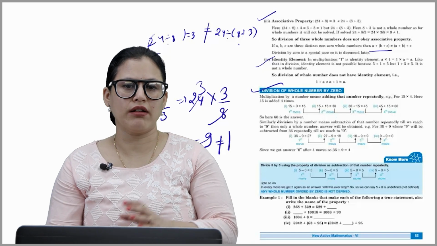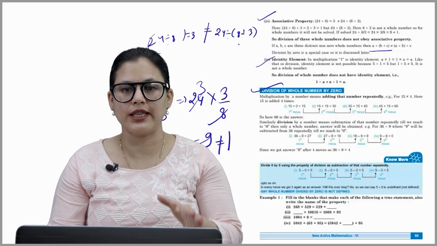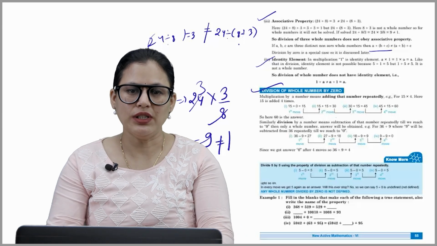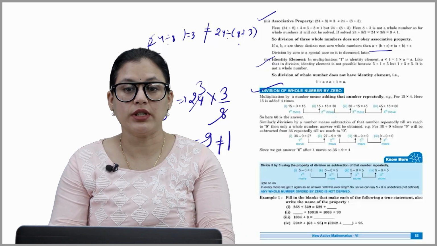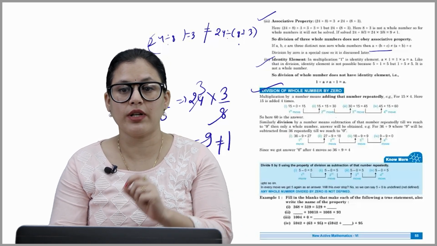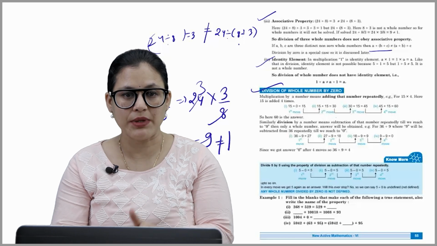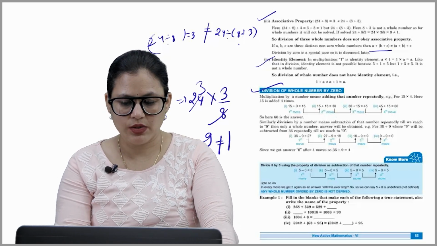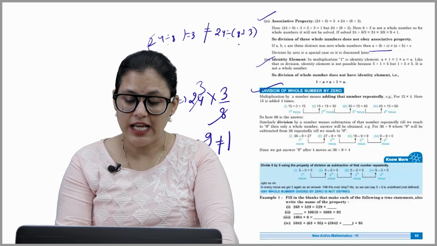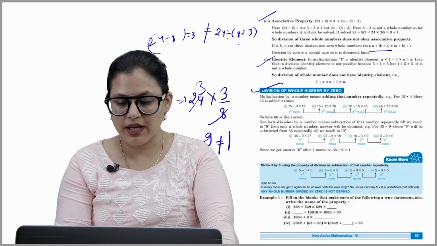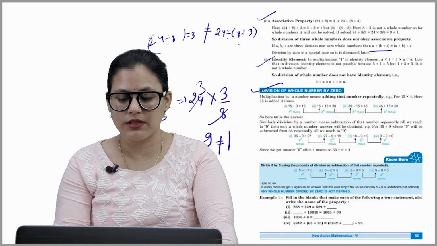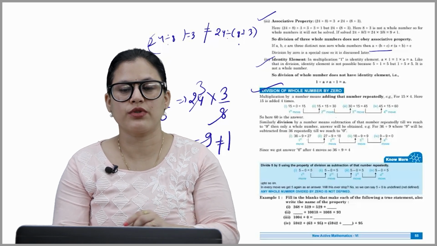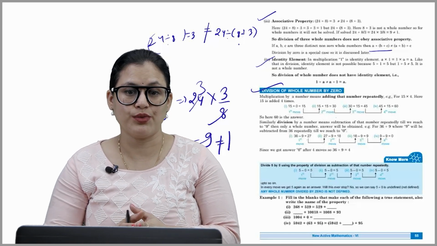Similarly, division by a number means subtraction of that number repeatedly till we reach 0. Then only a whole number answer will be obtained. Example, 36 divided by 9, where 9 will be subtracted from 36 repeatedly till we reach 0. 36 minus 9 is 27, 27 minus 9 is 18, 18 minus 9 is 9 and 9 minus 9 is 0. How many moves have we made? 4. Since we got 0 after 4 moves, 36 divided by 9 is equal to 4.